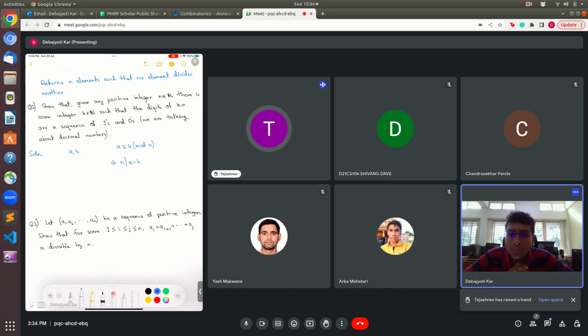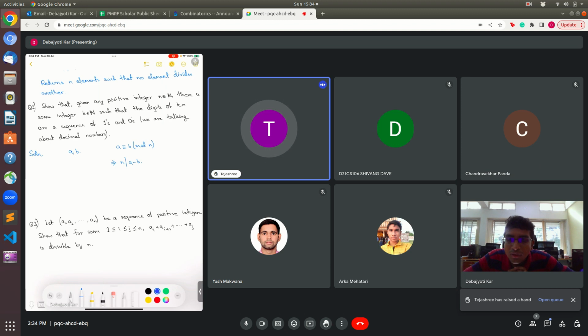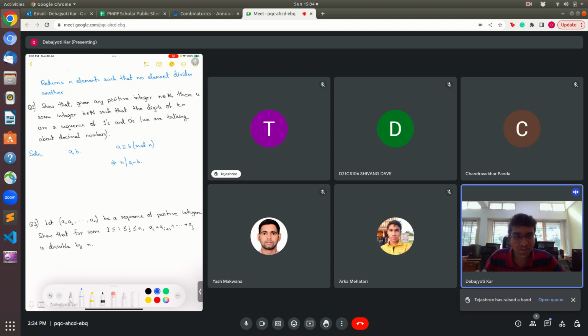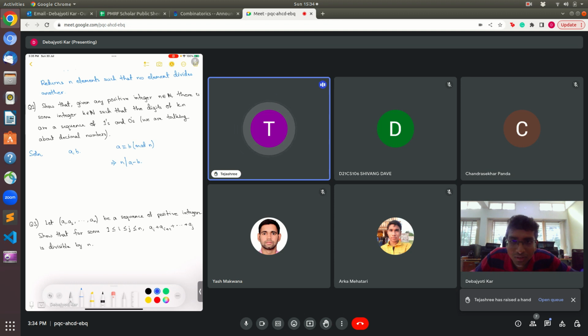Sir, if we have k n, both are natural numbers, so the product is also a natural number, and we won't have a decimal number, right? And even if we have, then it is like 1.00, again a whole number itself. k dot n is k times n, not decimal. So k multiplication n is also a natural number, right? Yes, both are natural numbers. So how can we say that the digits of that number are a sequence of ones and zeros?